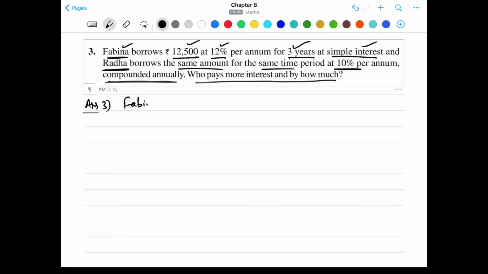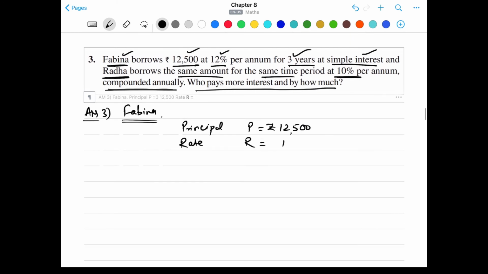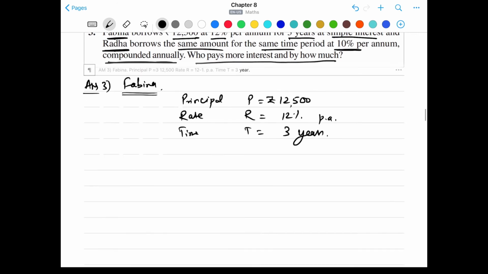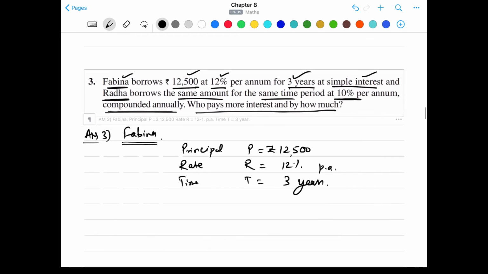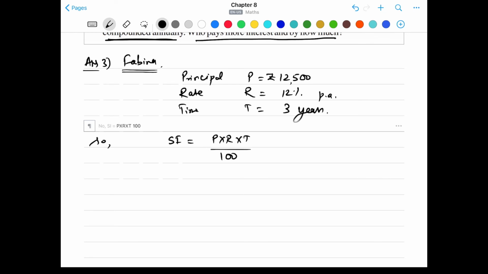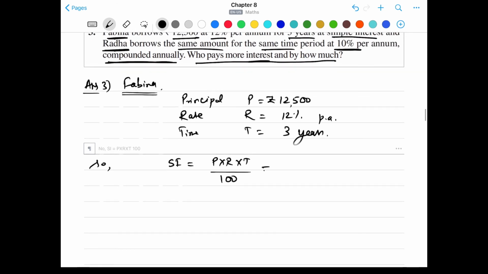We'll calculate first for Fabina. For her, the principal P is equal to 12,500 rupees. The rate of interest R is 12% per annum. Time T is equal to 3 years. Let's calculate the simple interest, as she has taken the amount on simple interest. SI in this case will be P into R into T divided by 100. We have no need to calculate the amount, we are just looking for the interest, and who is paying more and by how much.